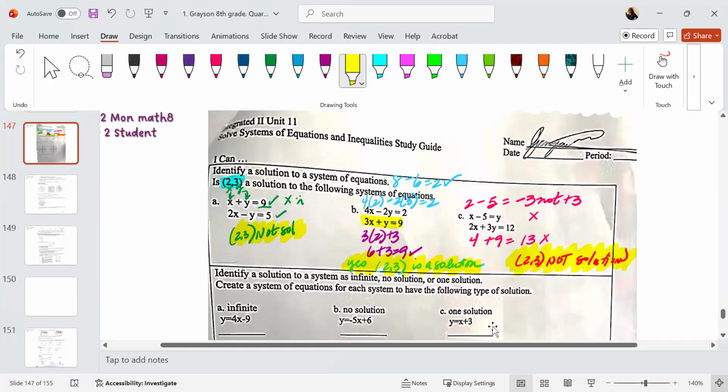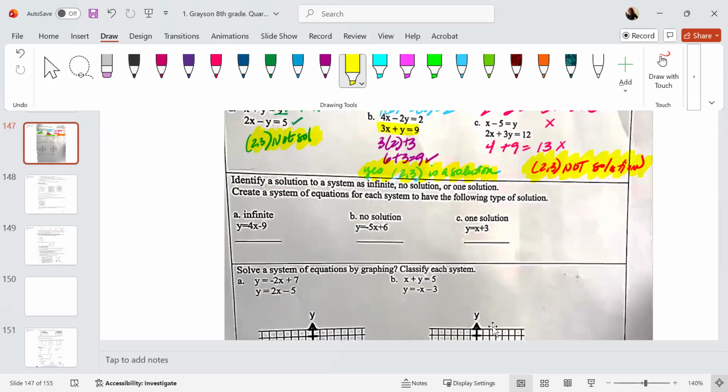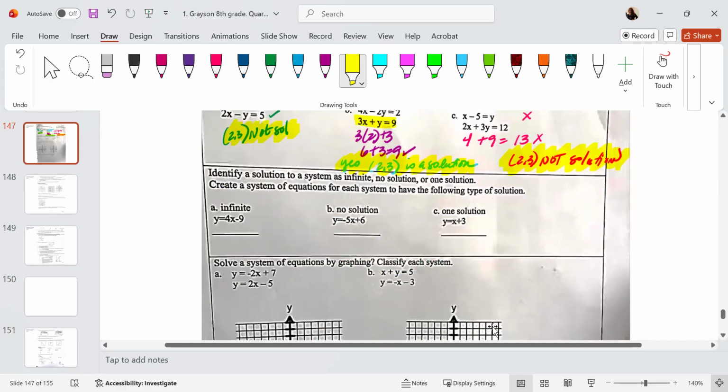If one is not a solution, the other one doesn't matter. It's just not a solution. Okay? But if one is a solution, you gotta check the other one, make sure. All right, go.